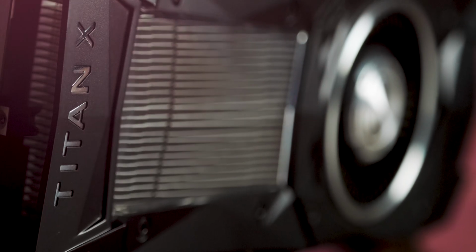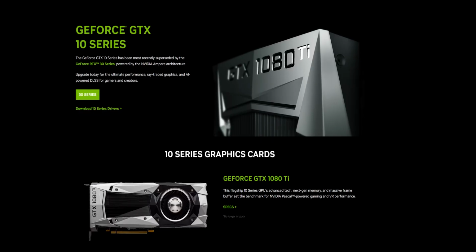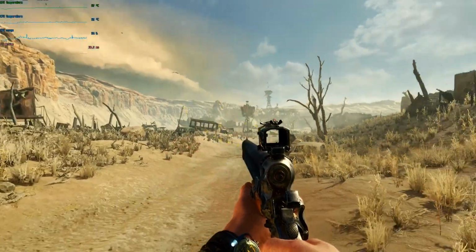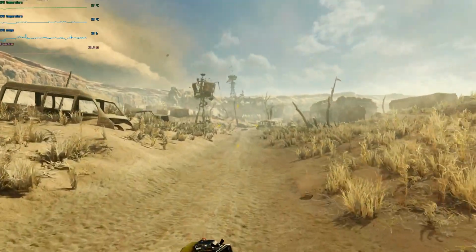For quite a few years now, I've been rocking some sort of Pascal GPU, from a GTX 1050 Ti to a 1080, 1080 Ti for a couple of days, and then now a Titan XPP. And I only upgraded to the Titan XPP from the 1080 Ti for just the extra gig of VRAM. I've personally been extremely satisfied with the overall performance I've gotten so far with this GPU.